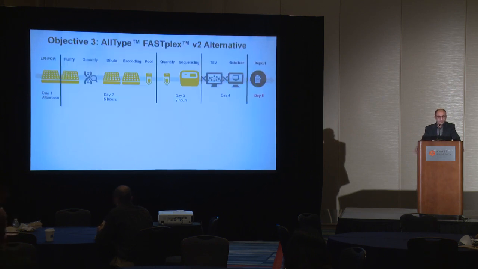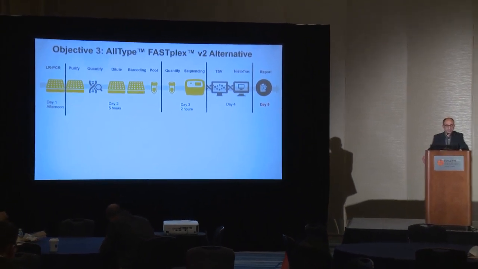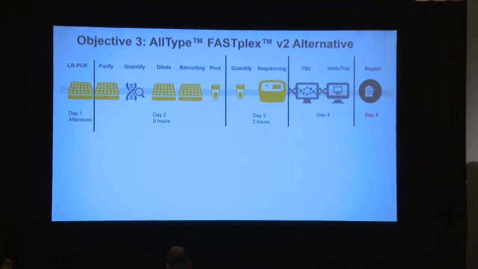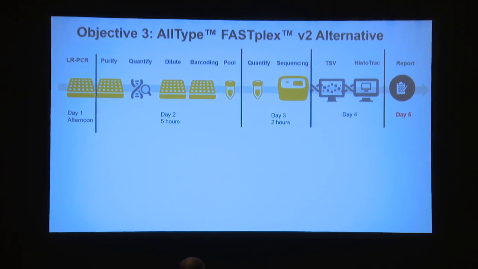So this brings us to objective 3, which is using version 2 with some modification. This was done in collaboration with One Lambda. One of the feedbacks was that we wanted to reduce the hands-on time, and One Lambda recommended that we use this alternative protocol, and we were one of the labs that did this beta testing. This is actually the normal protocol that we use in our lab, and this is not the recommended timeline of One Lambda, but this is the timeline that fits our staff and our workflow.